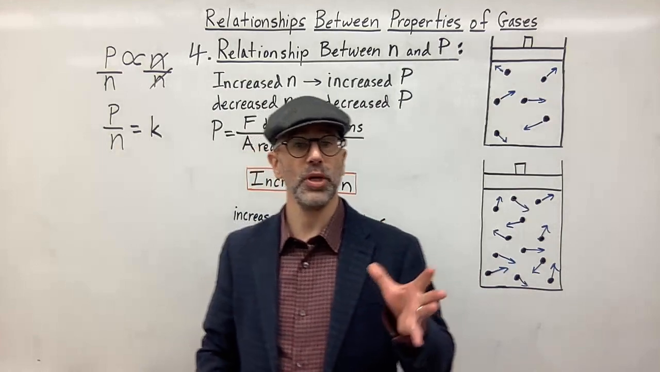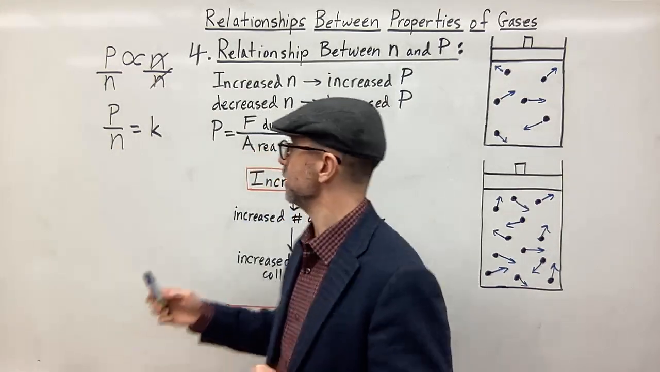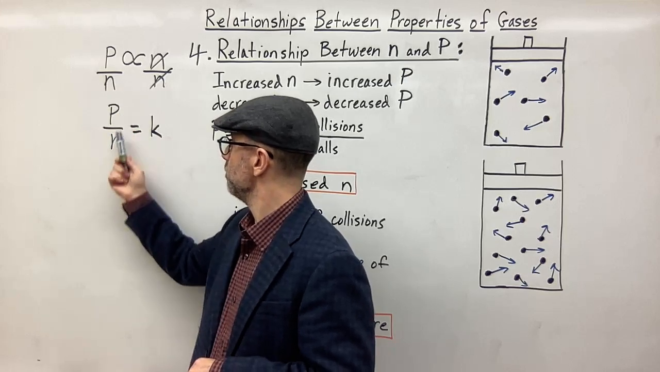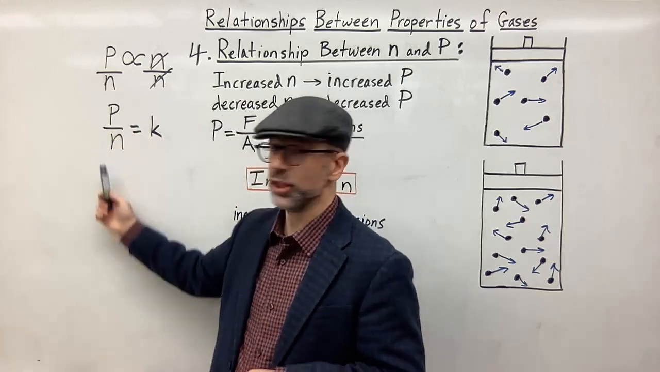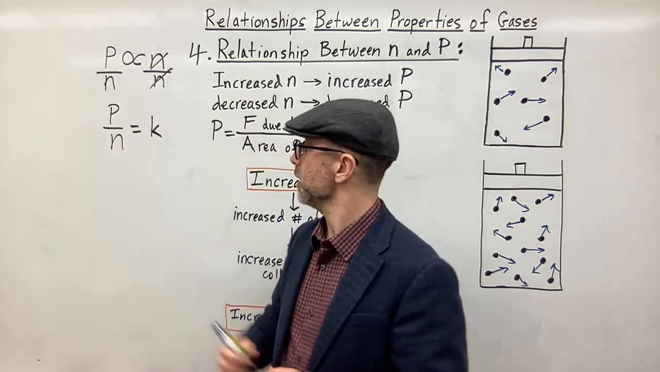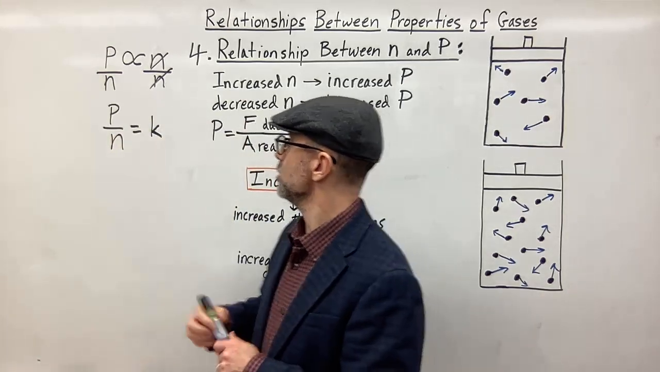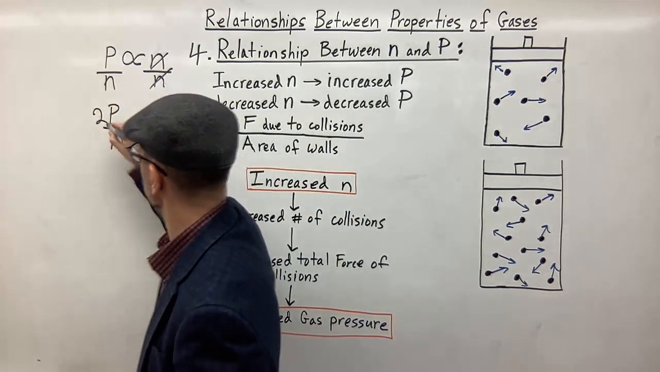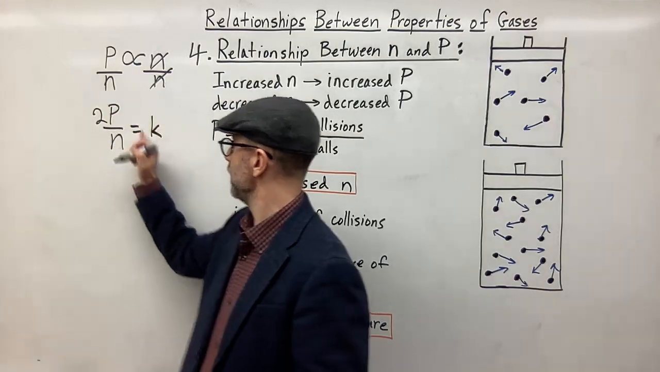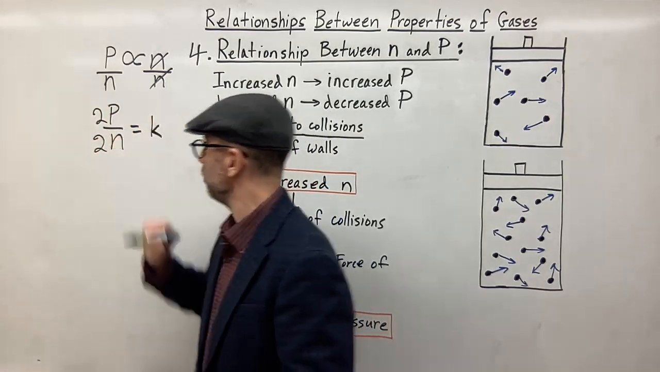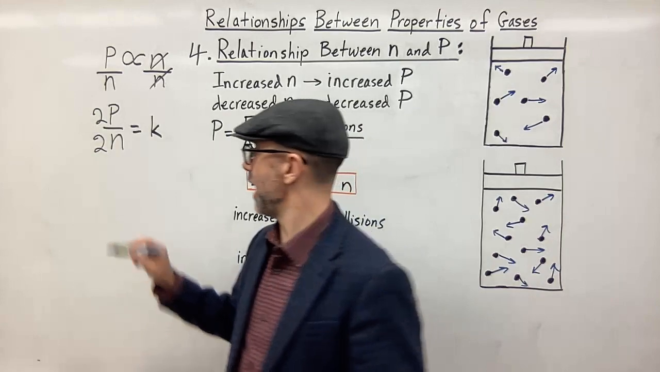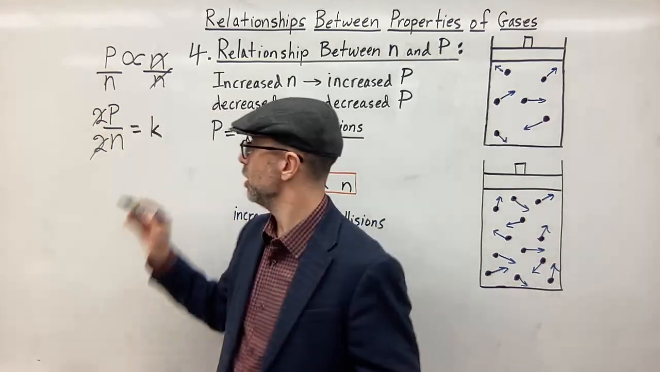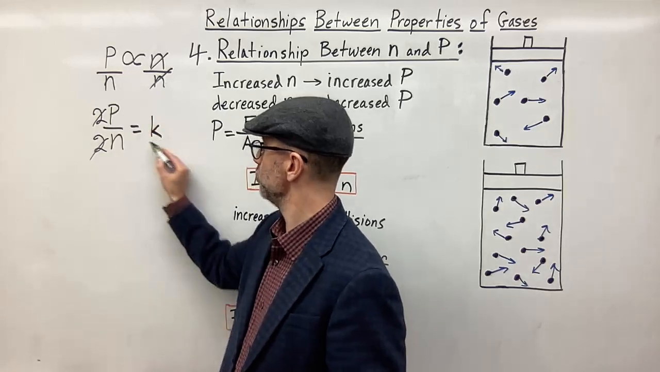So again, keeping the volume and temperature constant, the relationship between pressure and amount of gas is going to be related to some sort of constant. We can see that it's directly related. If we double the pressure, then in order to keep this constant, we need to double the amount of gas. So of course that will cancel out, and then we get the same ratio. Whatever that ratio is, that'll be equal to that constant.